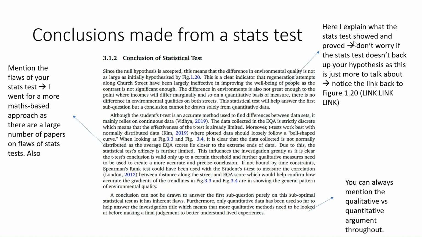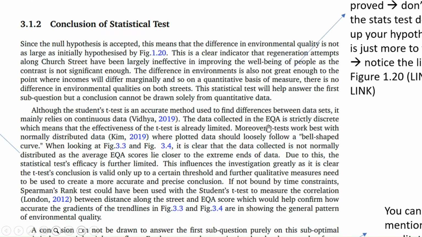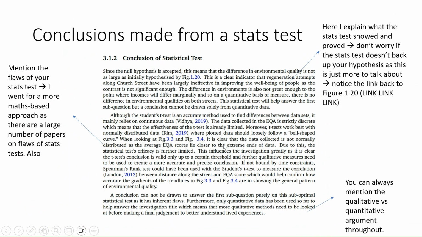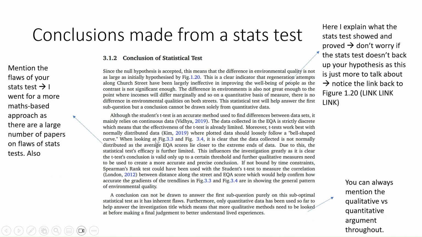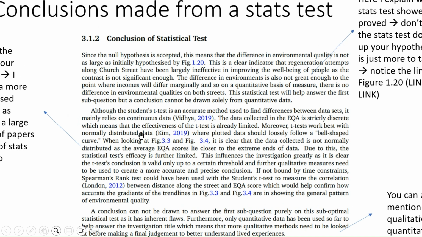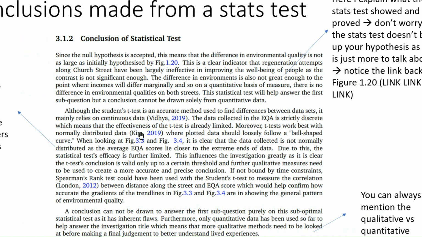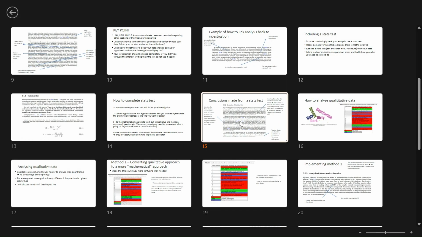And to get higher marks, what I did also talked about, what some people didn't do, is talk about the flaws of your stats test. So if you just read the second paragraph here, I talked about why my stats test was flawed and potentially why it didn't work. So yeah, I went for a more maths based approach on why my t test was very flawed. Here you see I talked about t tests usually work with normally distributed data, which mine was not. And yeah, so just keep on talking.